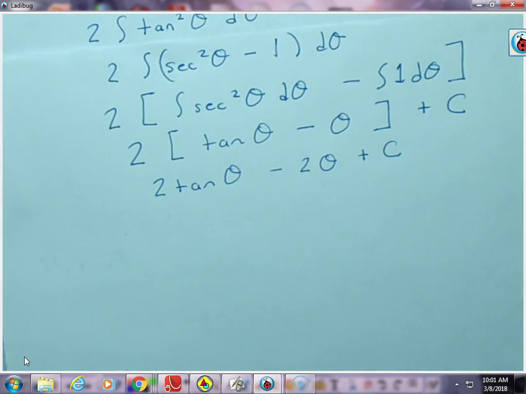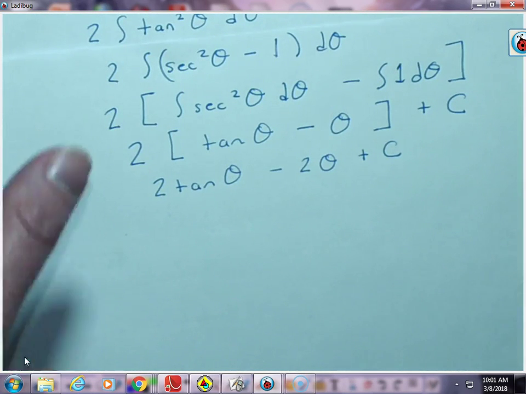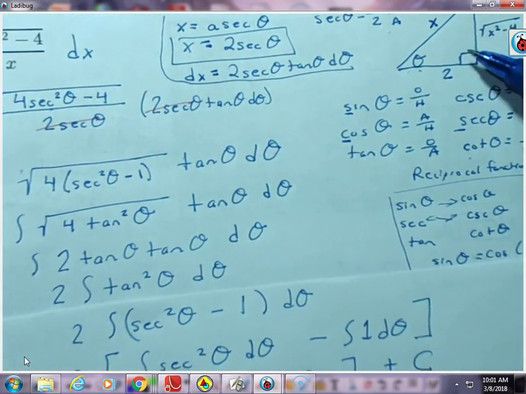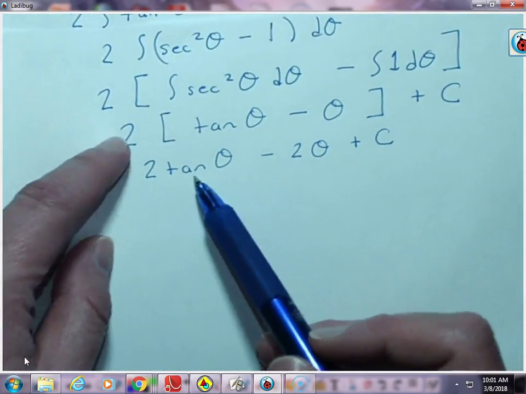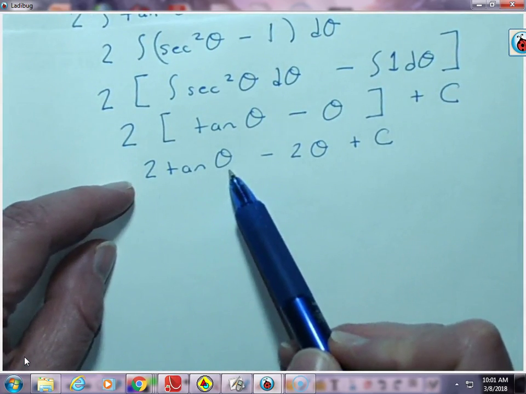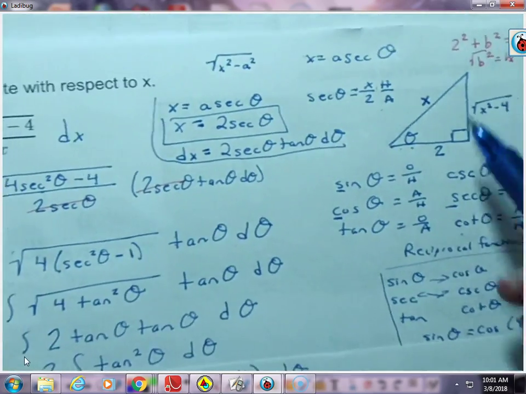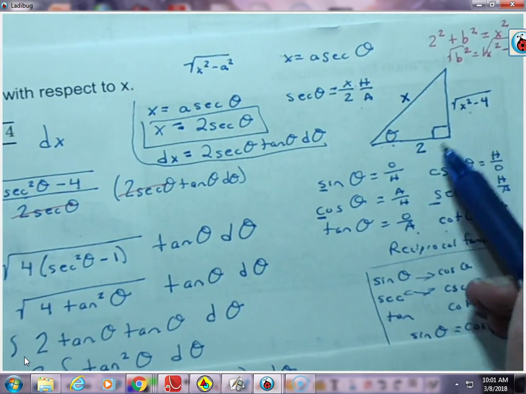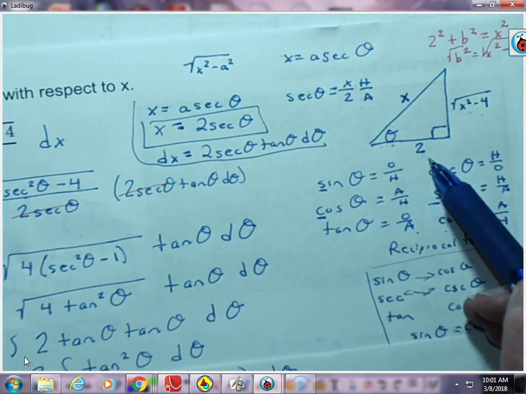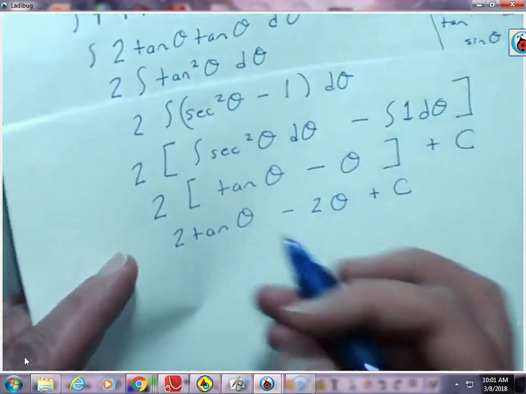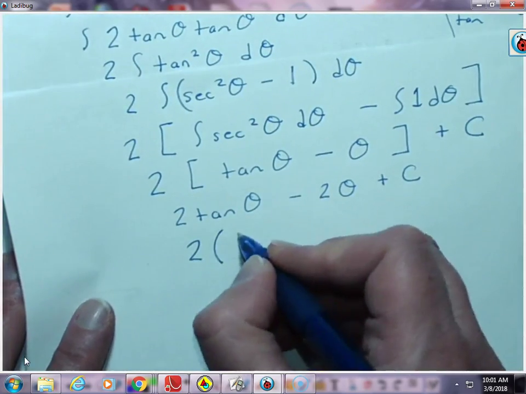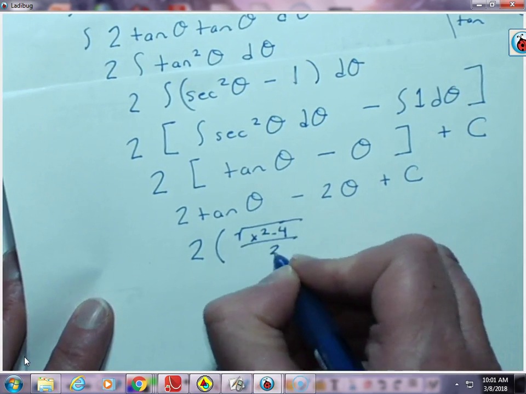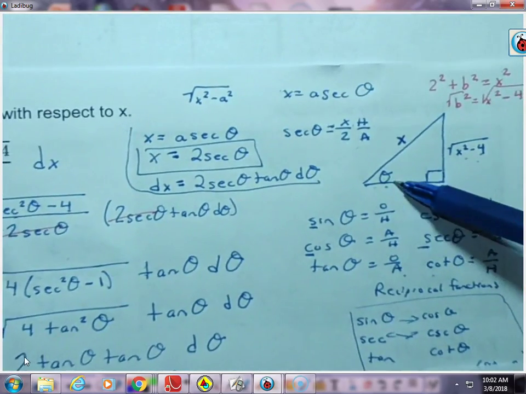But it's okay. All we got to do is go back to our triangle. This is the triangle who had a secant of x over 2. Okay? So I can find the tangent of theta from my triangle. So tangent's a ratio of opposite over adjacent. So it's going to be the square root of x squared minus 4 over 2. So you just go up to this and find the tangent, opposite over adjacent.